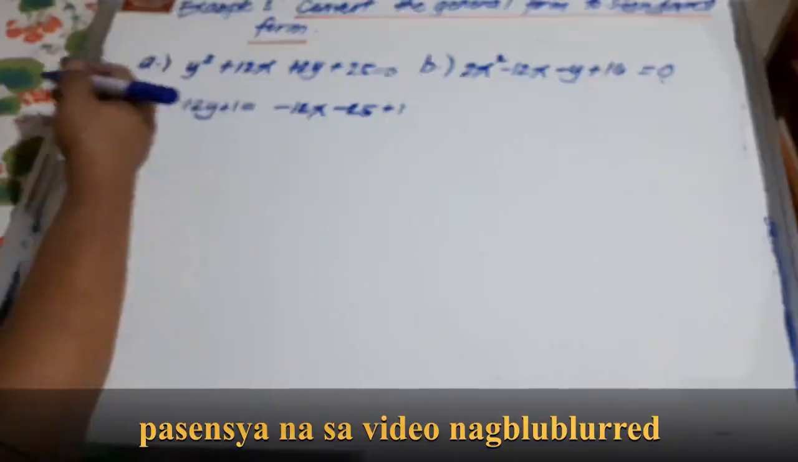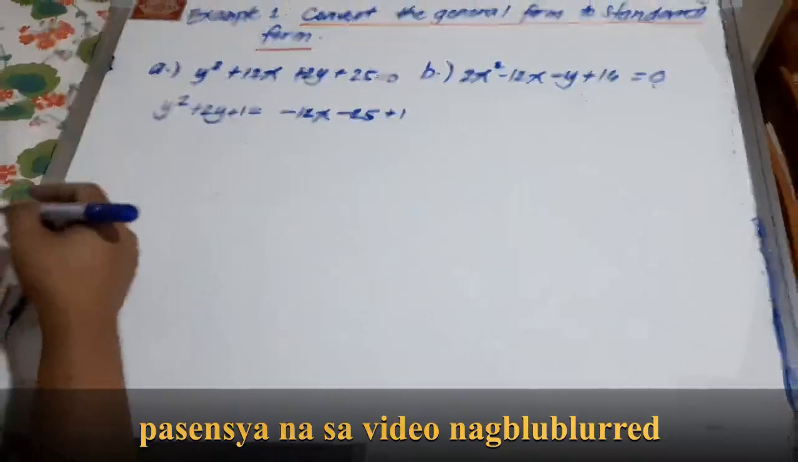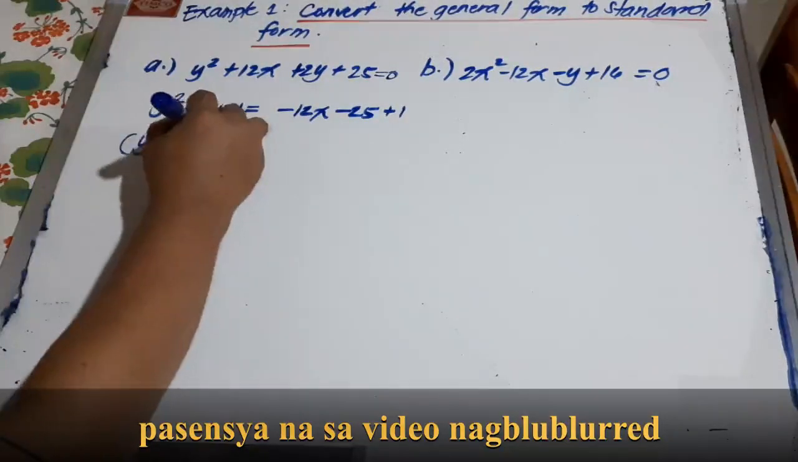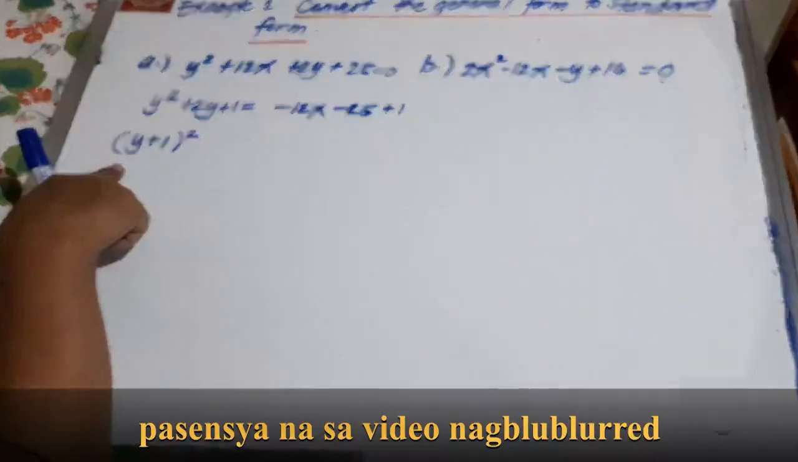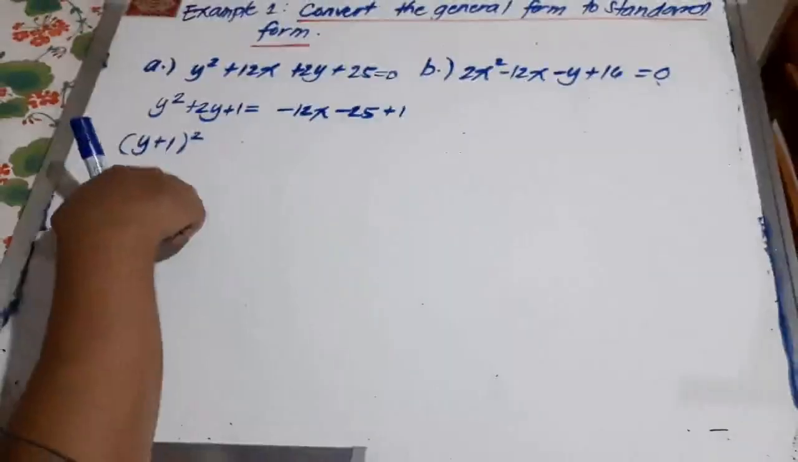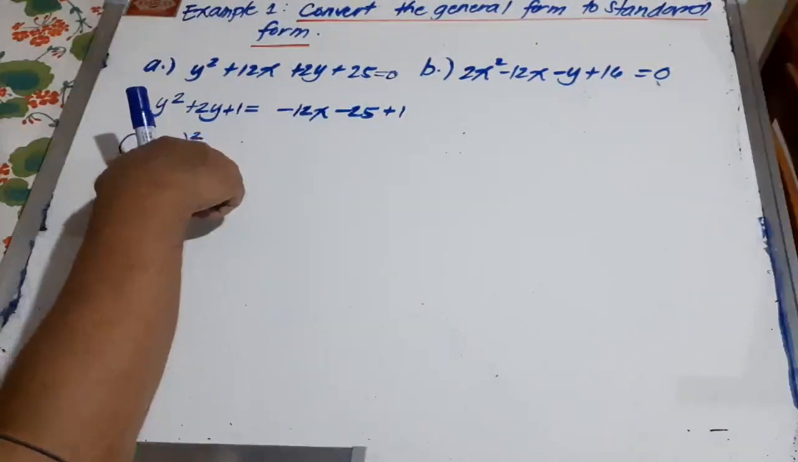Okay, so this is now a square of a binomial, a perfect square. So that will be y plus 1 squared. The square root of y squared is y, the square root of 1 is 1. And then you write the power of 2 of the sum of these binomials.